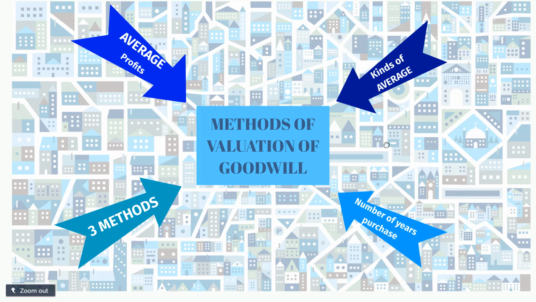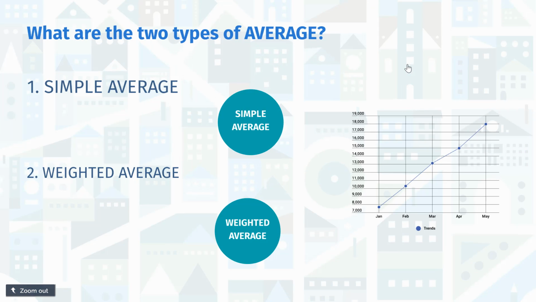Hi, in this video we will see the difference between simple average and weighted average by means of an example. So let's go into kinds of average. There are two types of average. The first one is called simple average and the second one weighted average. Let's go into simple average first.